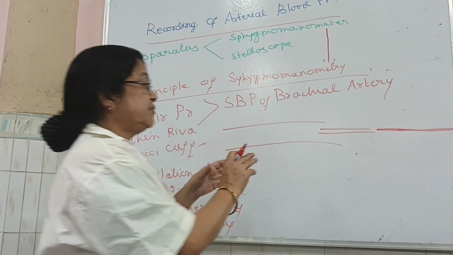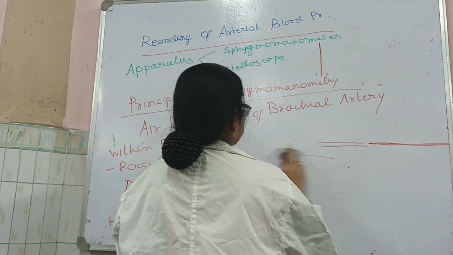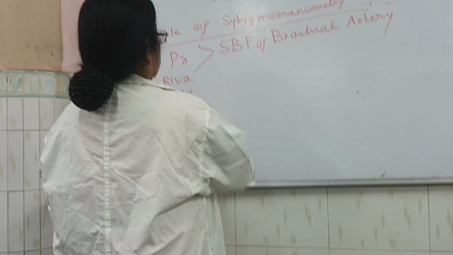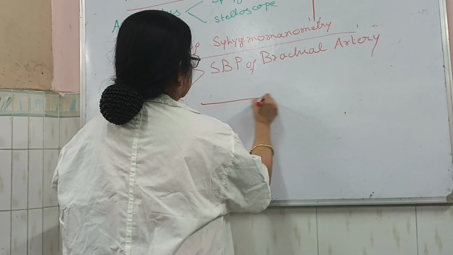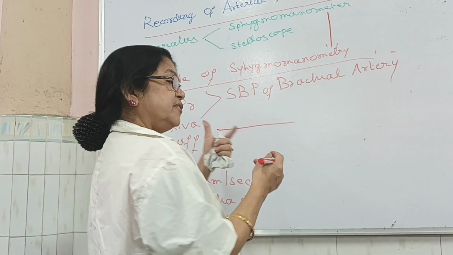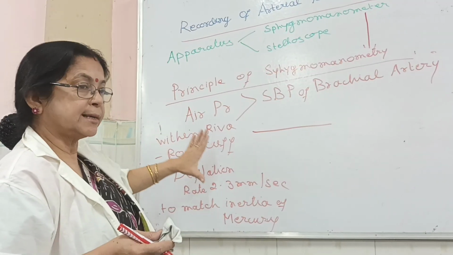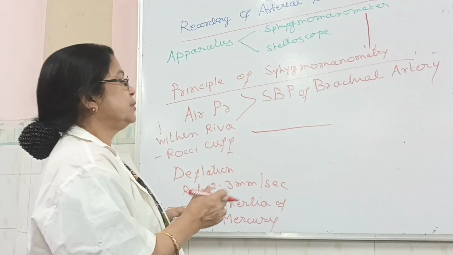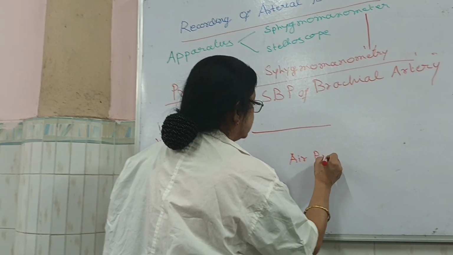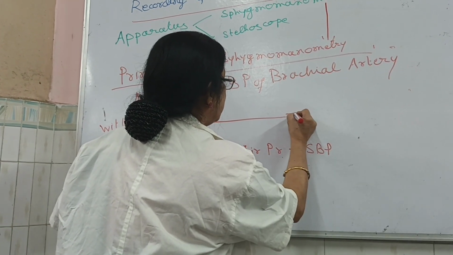Now we are deflating it. So what will happen? First the brachial artery is like this, because the air pressure is more than the systolic pressure. But we are deflating it. As soon as the air pressure within the cuff becomes the same as the SBP, the artery will slightly open.